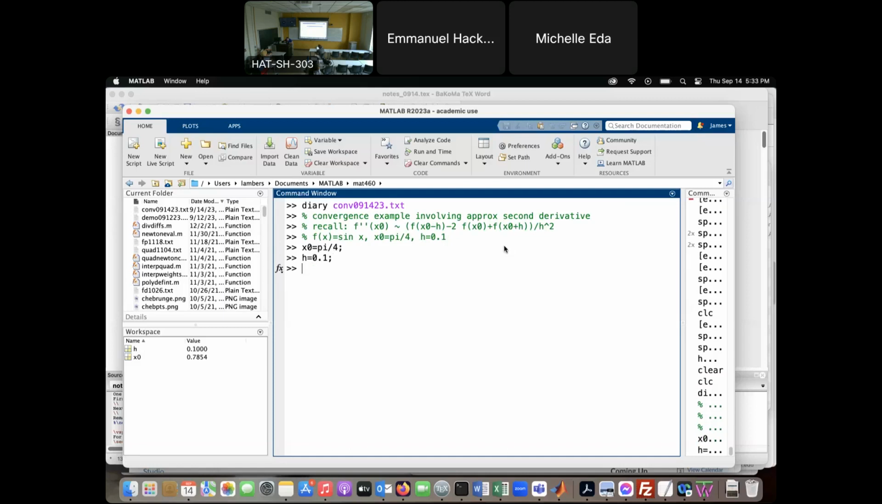And then I'm going to define what's called a function handle. I showed this once in the tutorial, but we're showing it again. Use an at sign, and then an x in parentheses indicating f is going to be a function of x. And in this case, I just want it to be sine x. So that way, I can do an expression like f of x naught minus h, f of x naught, and it'll work as intended.